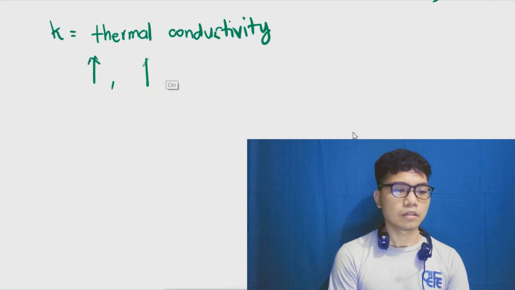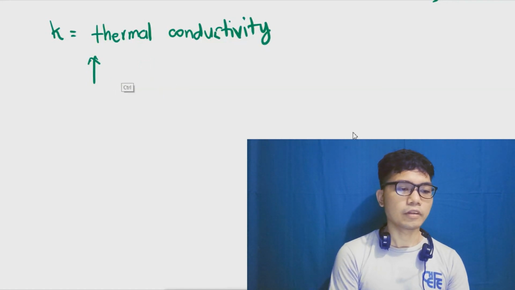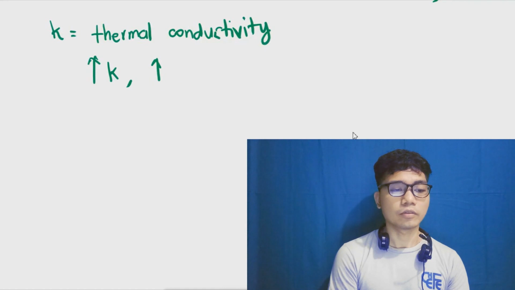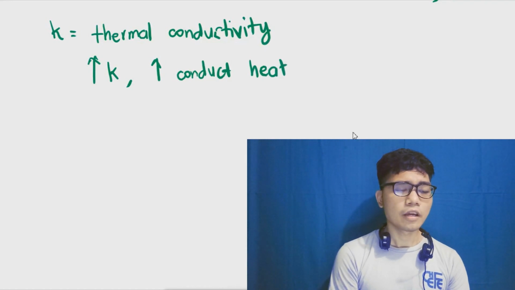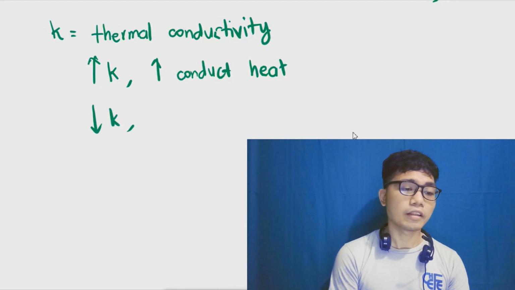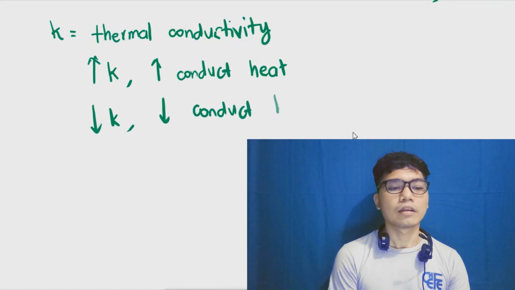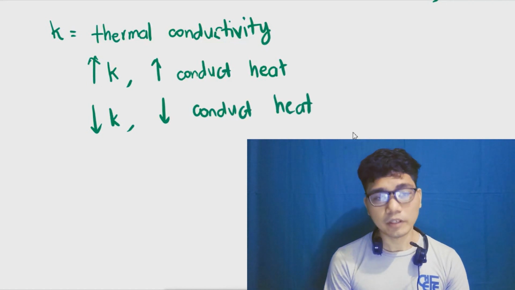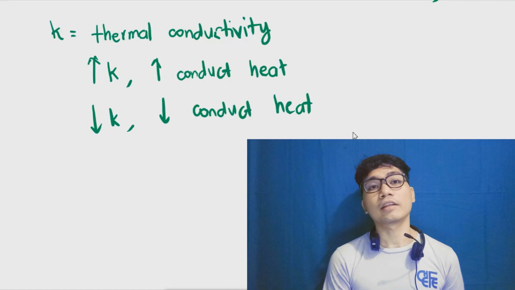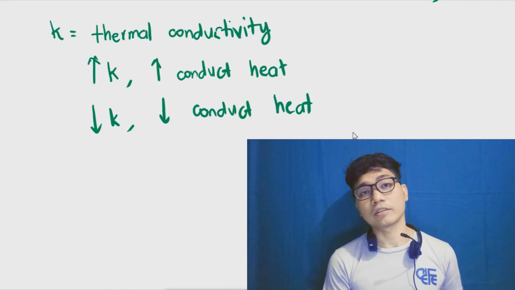so the higher the K, the higher the ability of the material to conduct heat. So something like that. And of course, if it is lower, then it has a lower ability of conducting heat. And that's why we have insulating materials. They have low thermal conductivity. That's why they're called insulators.